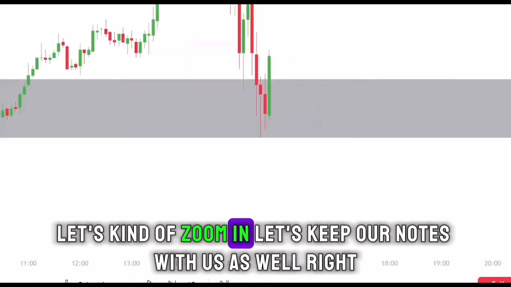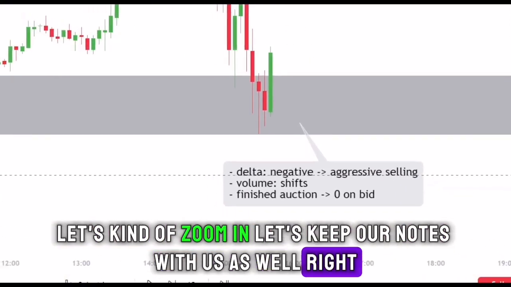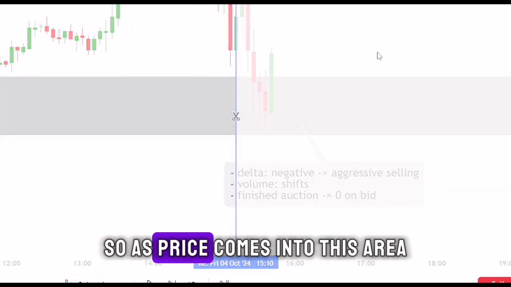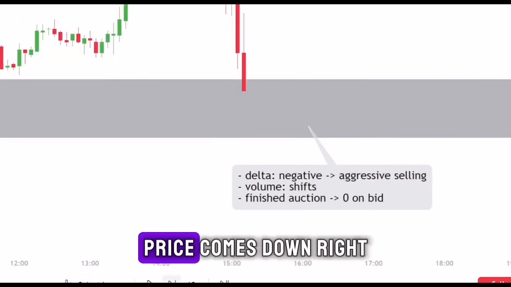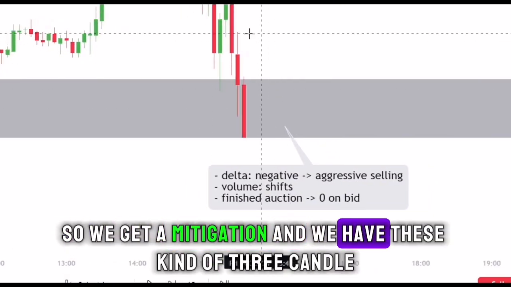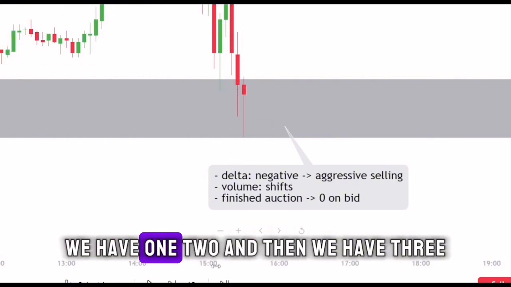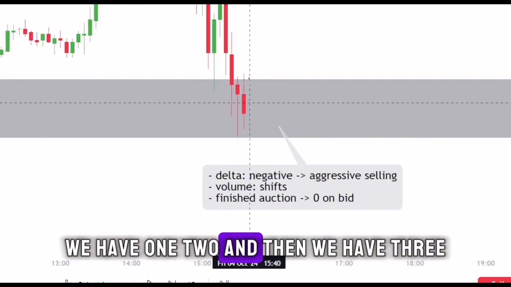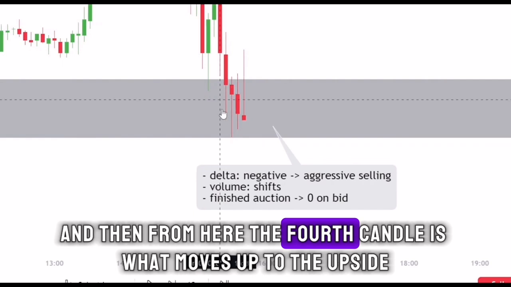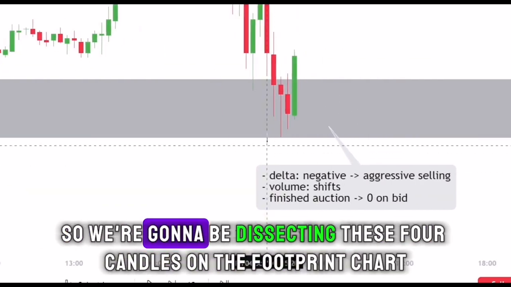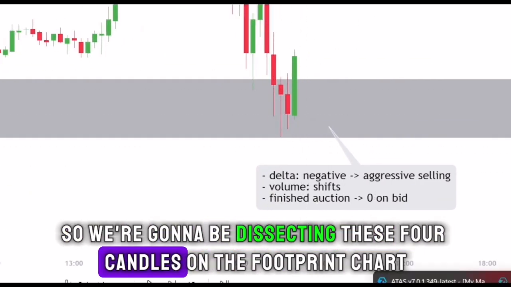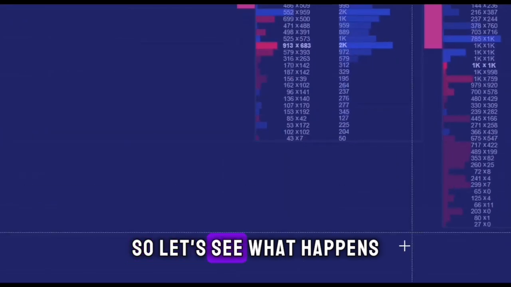Let's zoom in. Let's keep our notes with us as well, right? So as price comes into this area, price comes down, right? So we get a mitigation and we have these three candles. We have 1, 2, and then we have 3. And then from here, the fourth candle is what moves up to the upside. So we're going to be dissecting these 4 candles on the footprint chart. So let's see what happens.